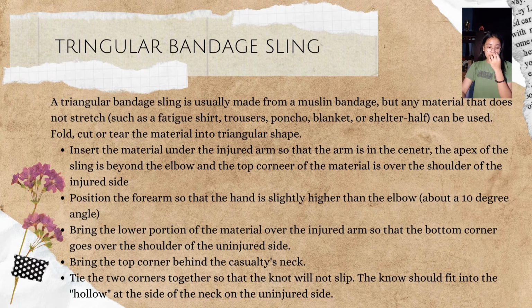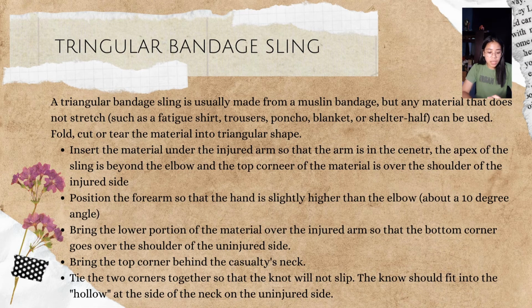To apply this, fold, cut, or tear the material into a triangular shape. Using the triangular bandage, insert the material around the injured arm so that the arm is in the center. The apex of the sling is beyond the elbow and the top corner of the material is over the shoulder of the injured side. Then position the forearm so that the hand is slightly higher than the elbow. Then bring the lower portion of the material over the injured arm so that the bottom corner goes over the shoulder of the injured side.